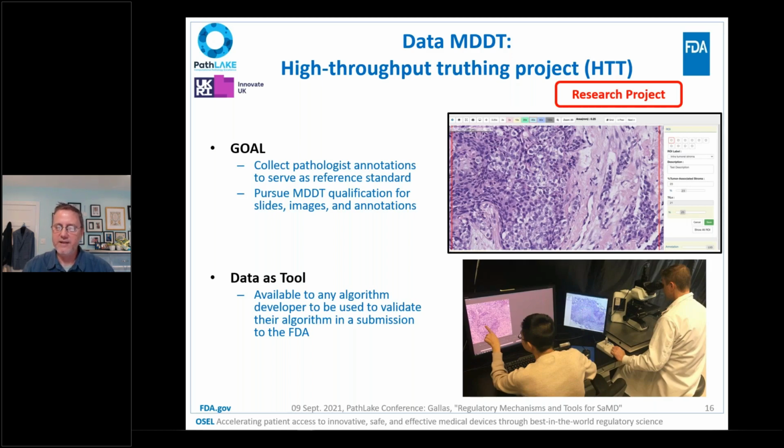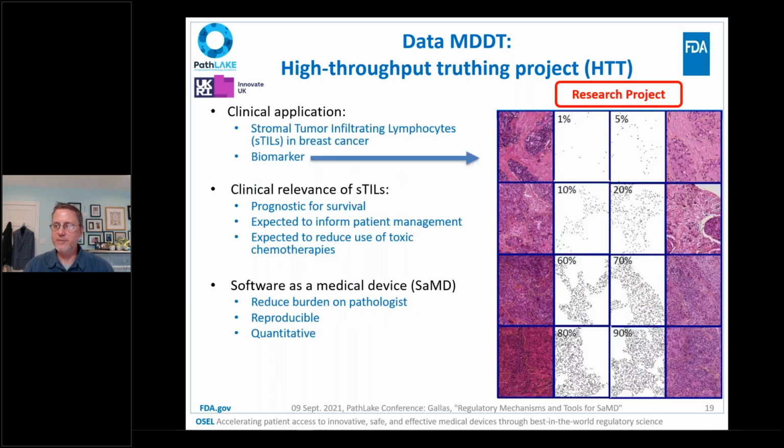And the nice thing is the manufacturer won't need to design the study, won't need to collect the data. They only need to compare their algorithm to the annotations in a prescribed way. So that should speed things up, at least in this specific application. Obviously, data is very application specific. And on the right-hand side, I'm showing different images of tumor infiltrating lymphocytes in breast cancer. That's the biomarker that we're annotating right now, creating a reference standard.